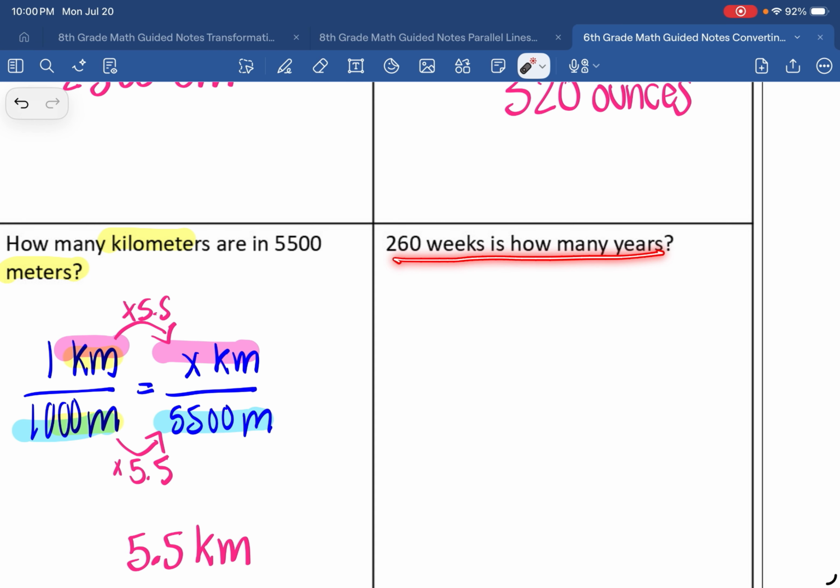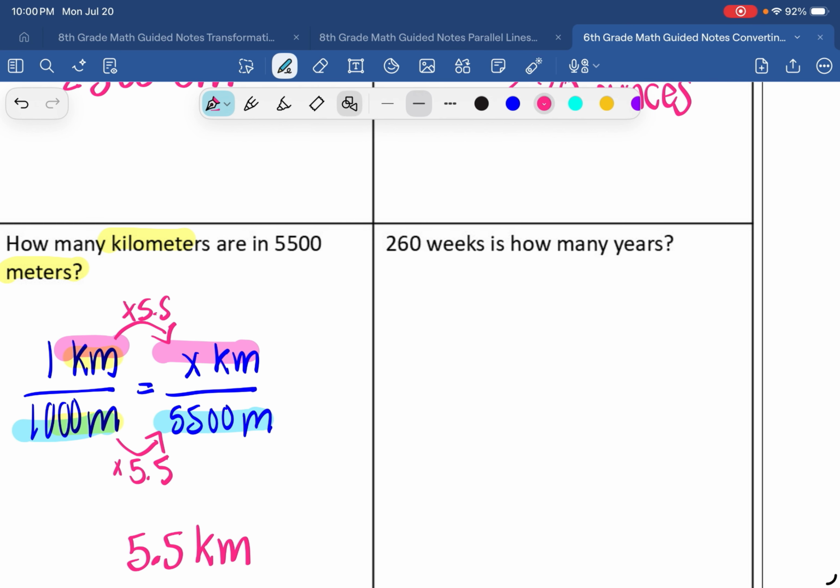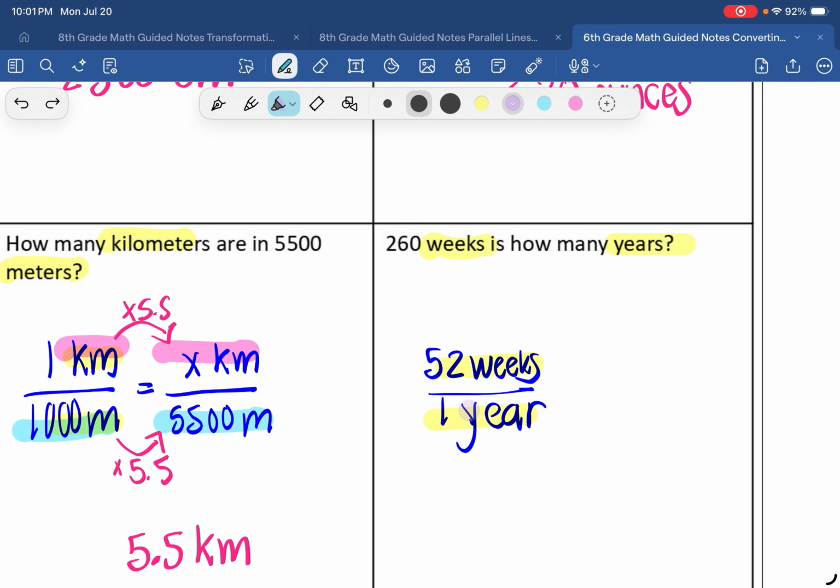260 weeks is how many years? I've already looked up weeks and years. You can go look it up again if you need to. Weeks, years, that's what I'm converting. So I know that there are 52 weeks in 1 year. That's my conversion ratio. I put years on the bottom, so we will keep years on the bottom.